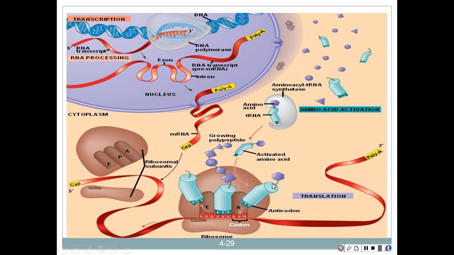And the third component for this process is our ribosome.